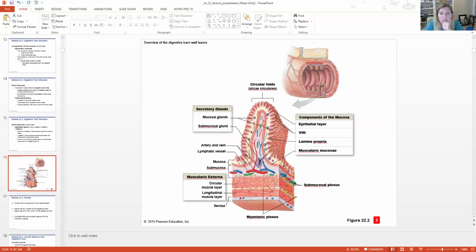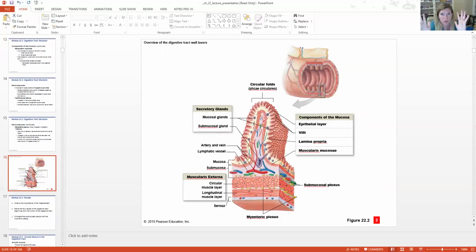So here you see, again, a nice cross-section of the small intestine. You can see the plicae circularis, which is this extra fold. Notice in the larger image that it is literally like a circle that goes around the entire lumen. Then you have the villi, which are the finger-like projections.